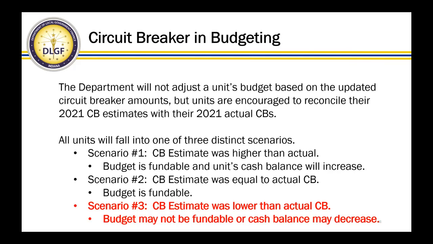I hope that everybody finds themselves in that position. Now, scenario two, where the circuit breaker estimate is, you estimated it perfectly. You thought it was going to be 1,000 and it came in at 1,000. Your estimates were spot on. You were able to see the future.